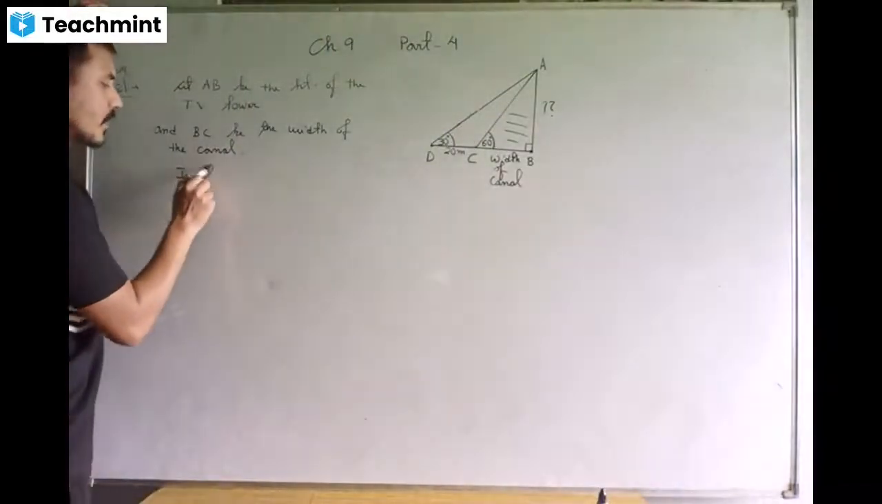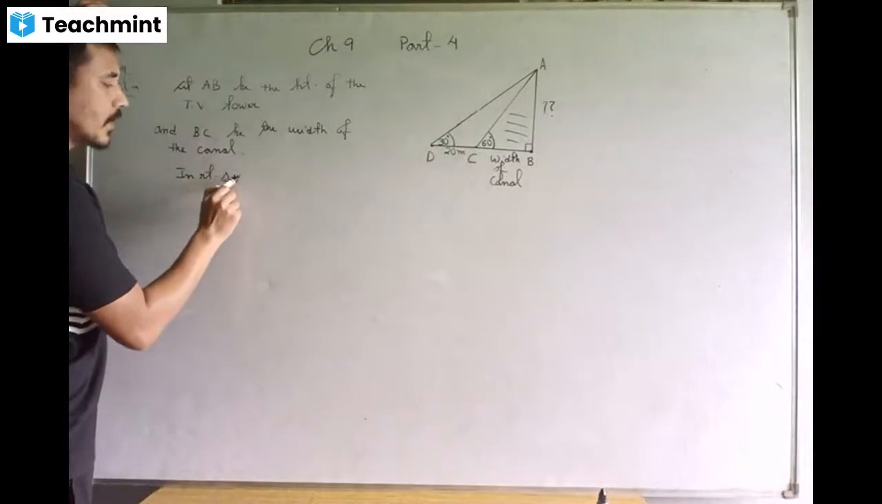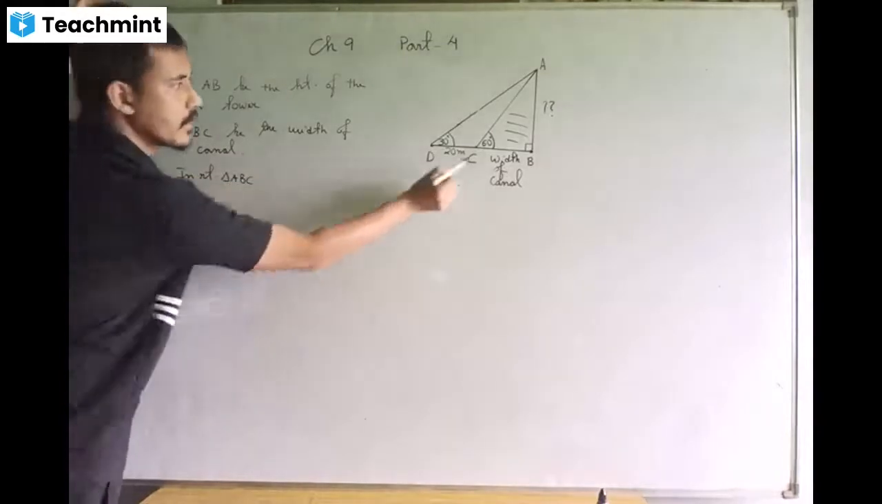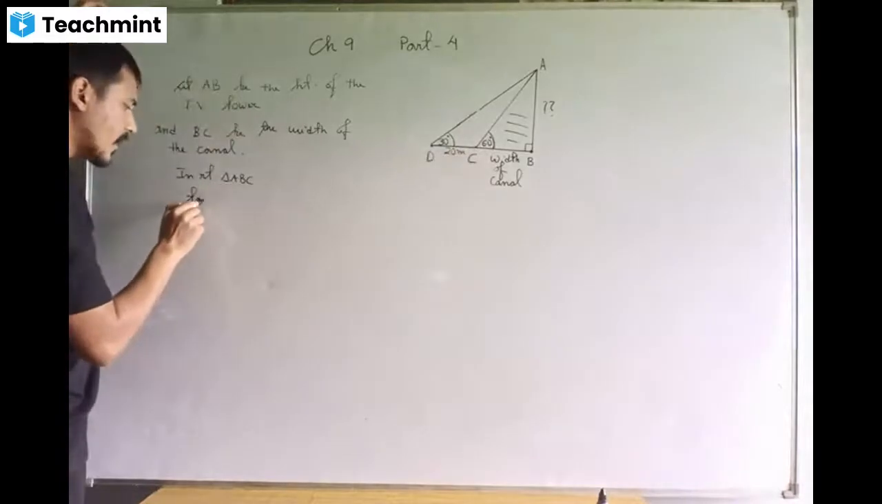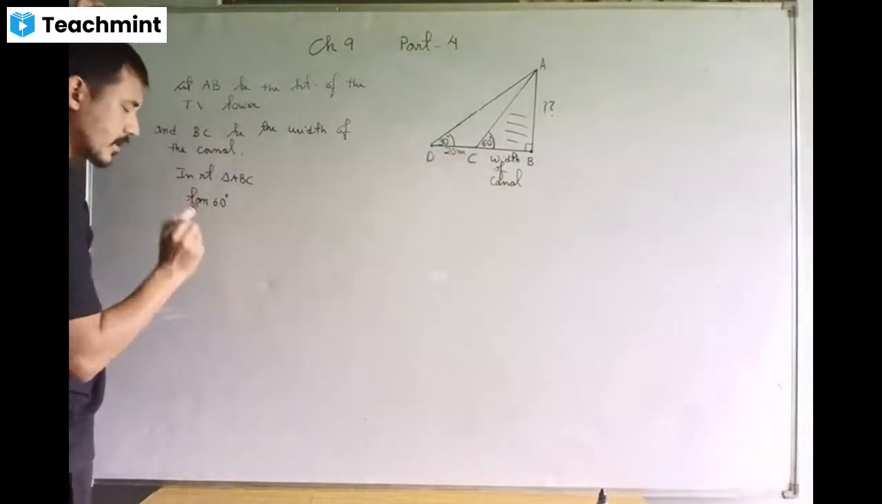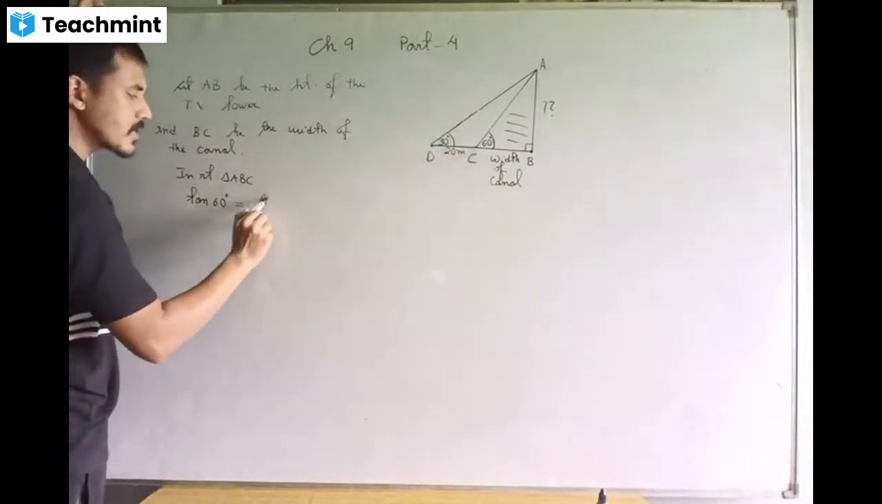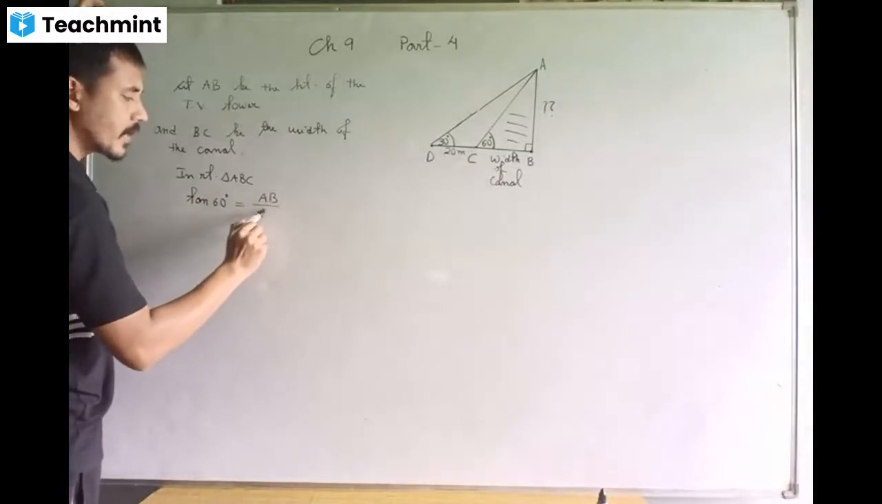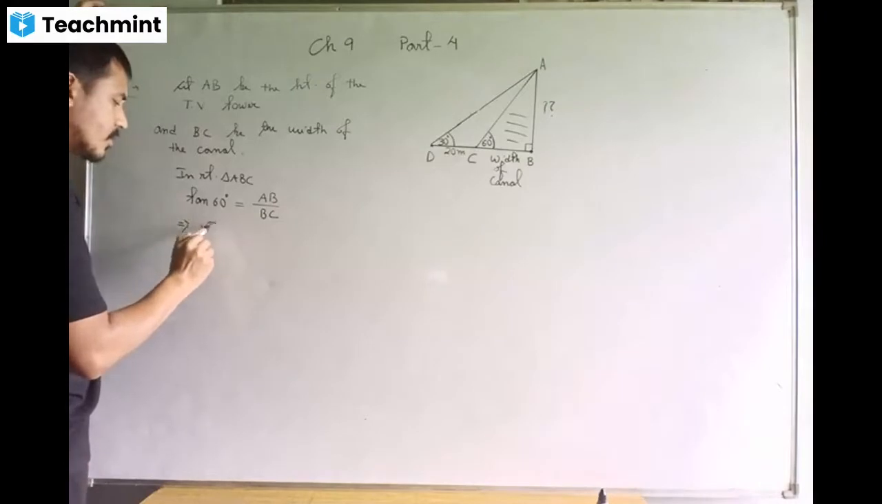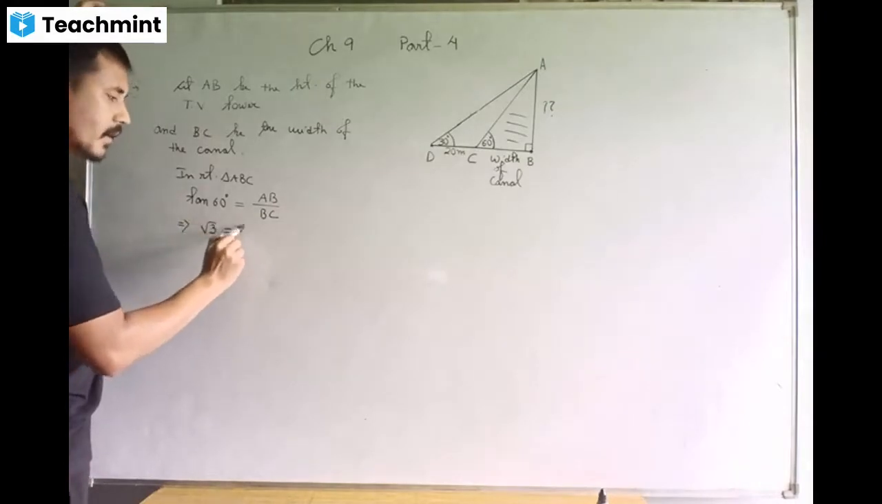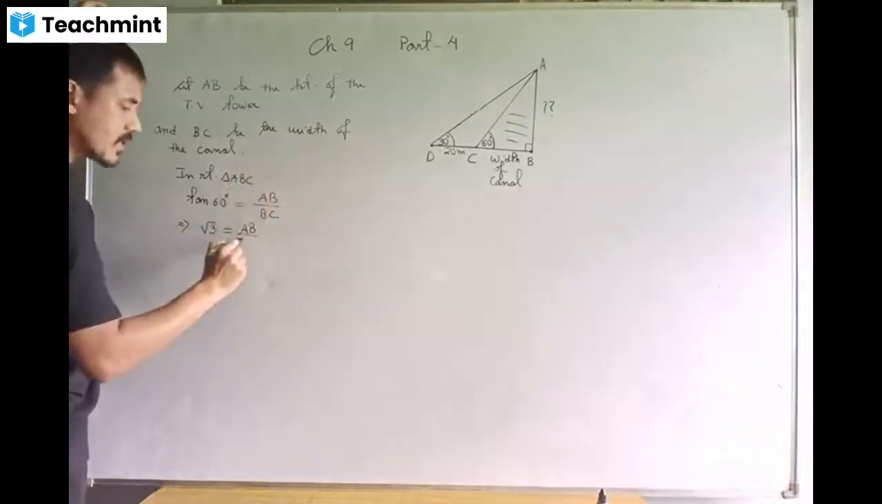In right triangle ABC, your theta is 60 degrees. So tan theta, theta means 60 degrees, tan theta means opposite side upon the adjacent side. Tan 60 degrees is square root of 3. The height AB is unknown. The length BC is unknown.